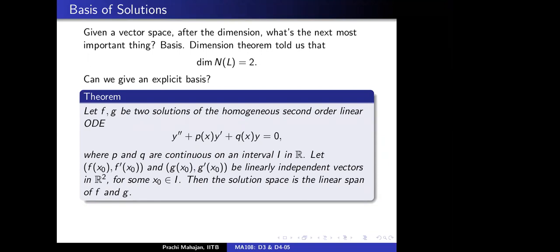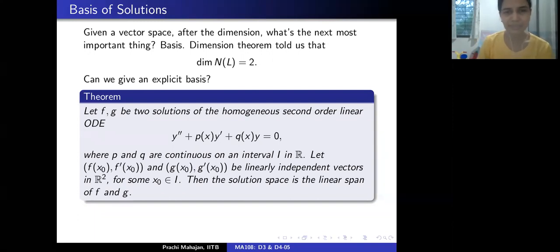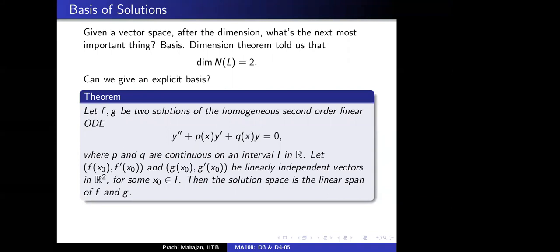Right. Correct. So g of x naught should be a multiple of f of x naught, and g prime of x naught should be a multiple of f prime of x naught. You did not say the other thing first, right? One implies the other. If g of x naught is a multiple of f of x naught, that will imply g prime.